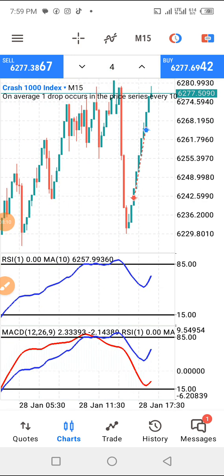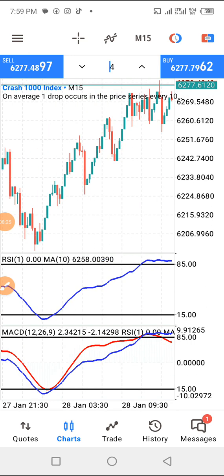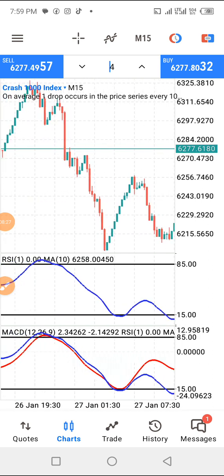this one is not clear, so don't try it. You see it? It's not a good one. So the signal has not been met, so you don't take a buy here at all. Rather, you can try to catch a spike. As it is now, don't try taking any trade.